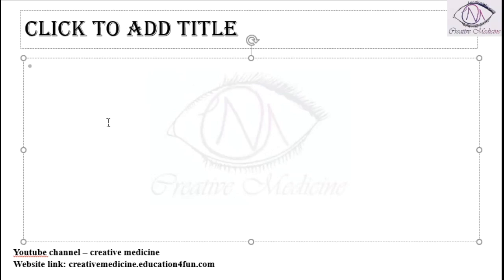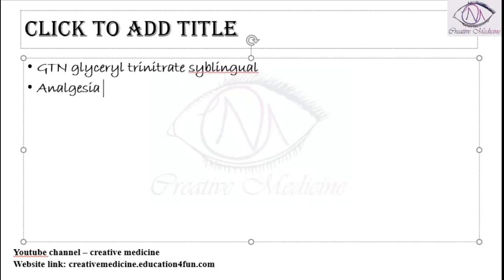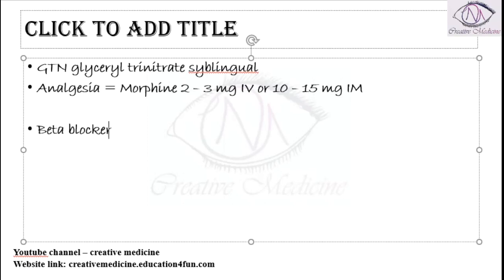Then we can also give glyceryl trinitrate sublingually for coronary vasodilatation. Then analgesia can be given; for analgesia we mainly use morphine, 2 to 3 milligrams IV, or 10 to 15 milligrams IM. Then beta blockers like metoprolol are given to the patient. Then angiotensin converting enzyme inhibitors are also given, and this is important.